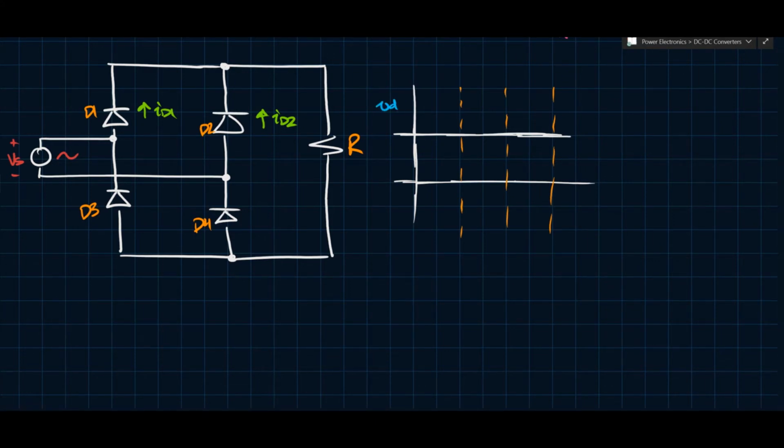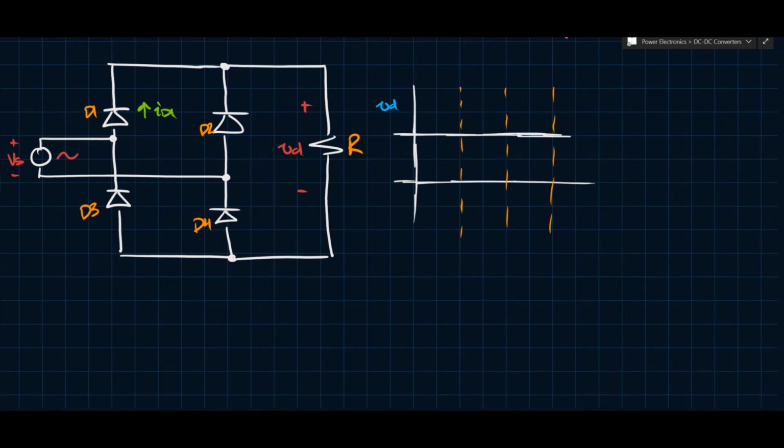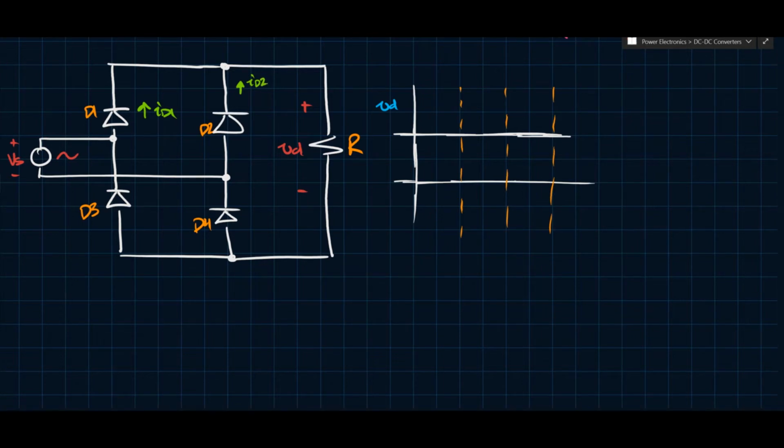I guess that's more important to label on the waveform here. VD is this voltage here. And I've run out of space again, so maybe we remove this a little higher up and put ID2 like that, okay? So VD is the output voltage of the rectifier, okay?